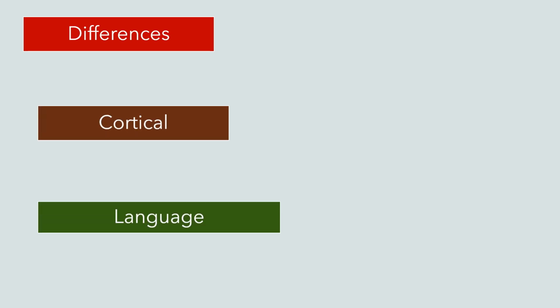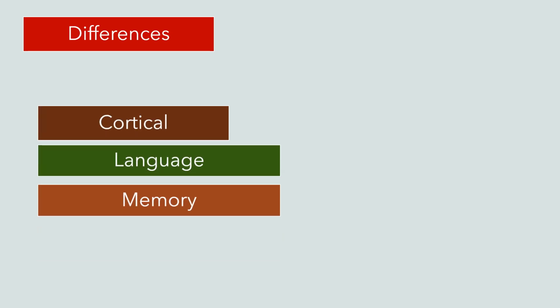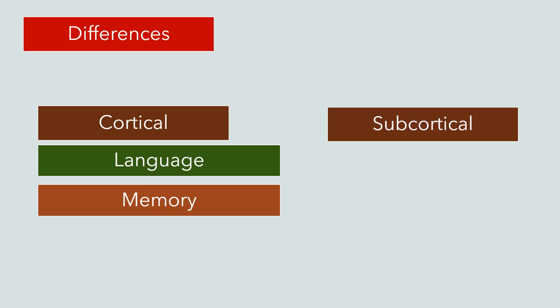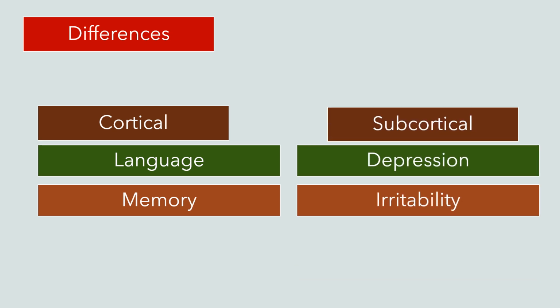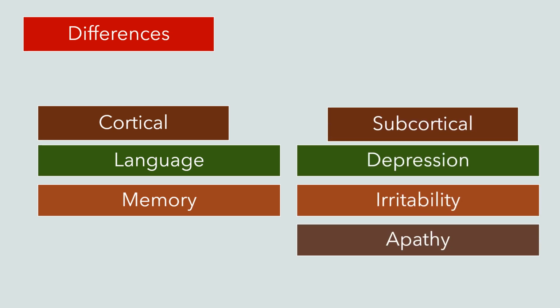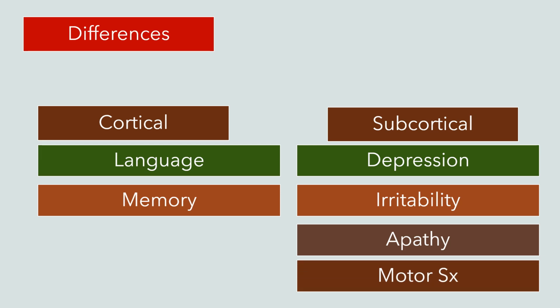The basic differences between cortical and subcortical. Cortical is language and memory. Subcortical is depression, irritability, apathy, and motor symptoms.